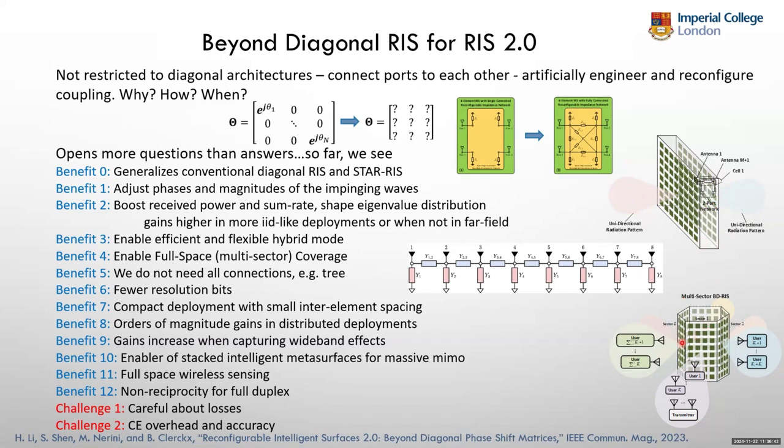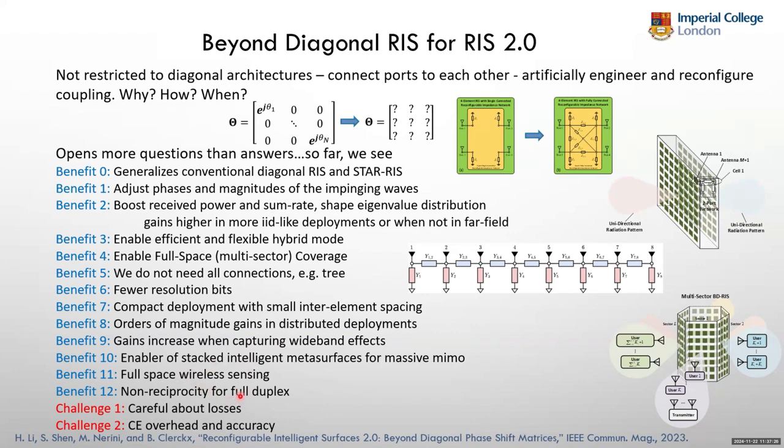flexible hybrid modes or multi-sector modes. We show that we don't need all interconnections. You can have a tree-connected architecture that reduces the complexity dramatically. You need fewer resolution bits for each of those tunable impedances; just one bit is sufficient. You can have a more compact deployment in the presence of mutual coupling, so smaller inter-element spacing. You can have large gain when you have distributed elements, but you have to be careful about losses. It can be an enabler of stacked intelligent metasurfaces for massive MIMO with just one layer of BD-RIS. It can enable wireless sensing and can have interesting applications in full duplex systems.